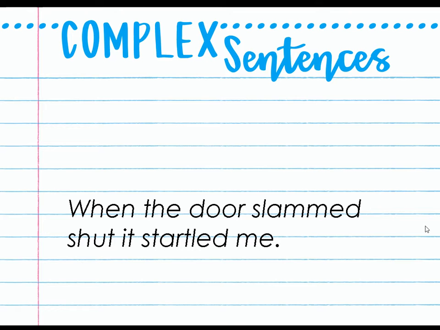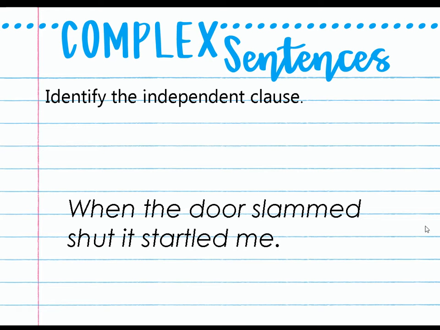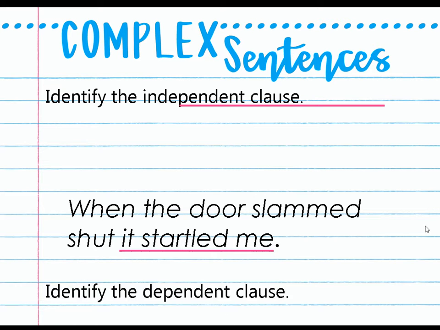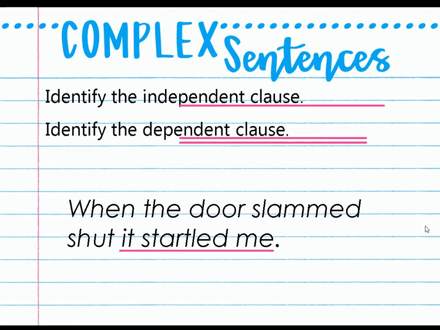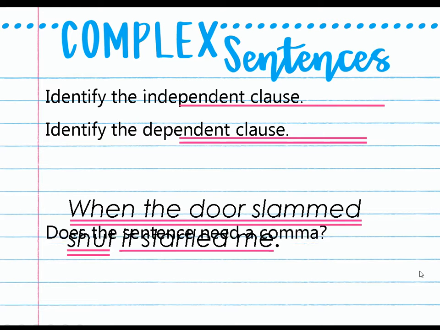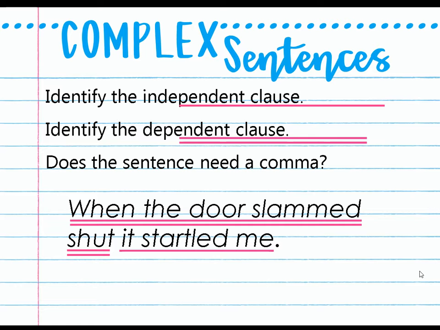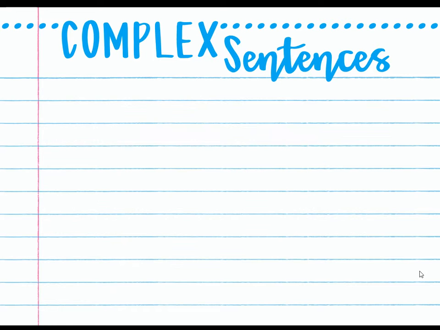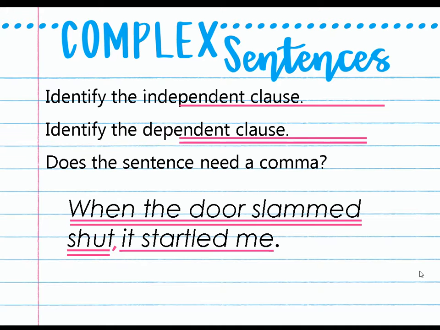When the door slammed shut, it startled me. So what we want to do is find the independent clause, that part of the sentence that can stand alone. It startled me is our independent clause. Now let's find our dependent clause. When the door slammed shut, that's our dependent clause. When is our subordinating conjunction. Does this sentence need a comma? It sure does. Because we began with our dependent clause, we need to put a comma in between the two.